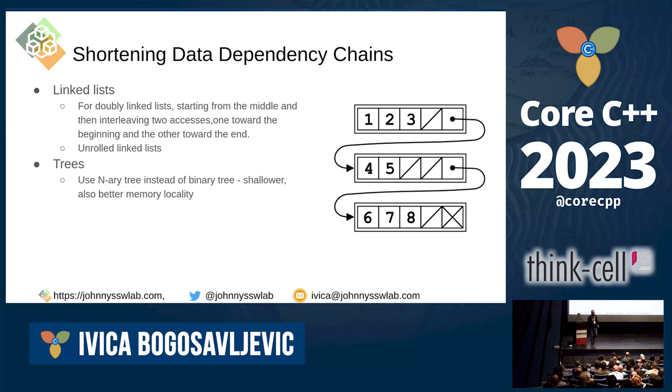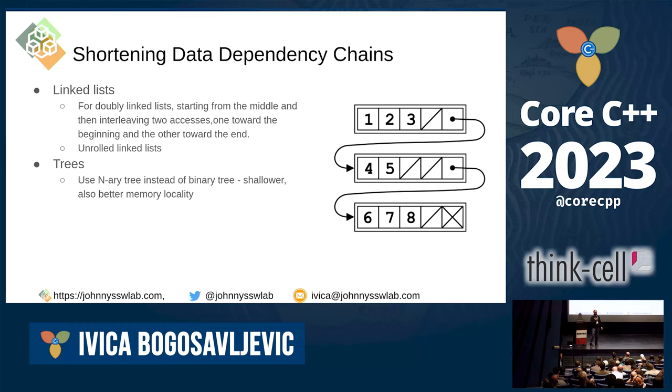So if you want to shorten the dependency chains, there are a few ways. If you have a linked list, there is what somebody calls an unrolled linked list. There are several names for it. Instead of holding one value in a node, you hold several. So while you're processing a single node, you have a lot of ILP, but when you're moving to another node, then you don't. And this is one way to do it.